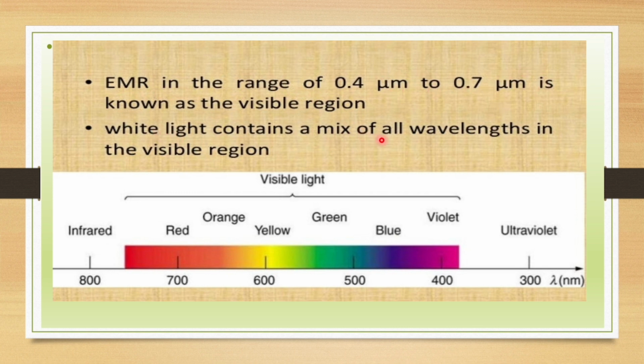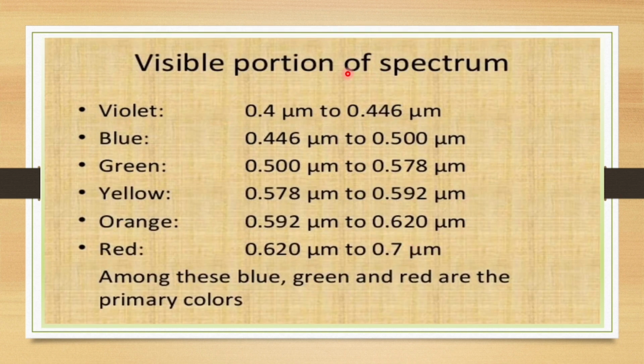White light contains a mix of all wavelengths in the visible region. In the visible portion of the spectrum, violet is 400 to 446 nanometer, blue is 446 to 500 nanometer, green is 500 to 578 nanometer, yellow is 578 to 592 nanometer, orange is 592 to 620 nanometer, and red is 620 to 700 nanometer.